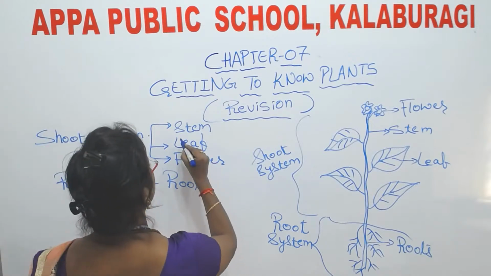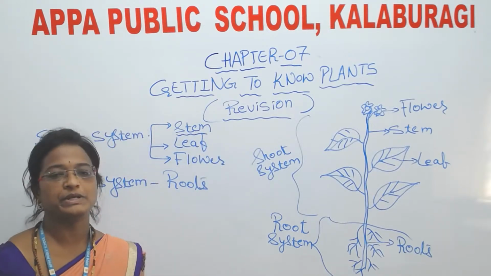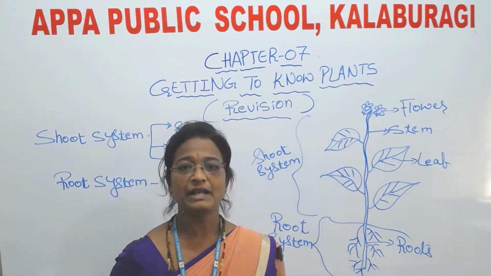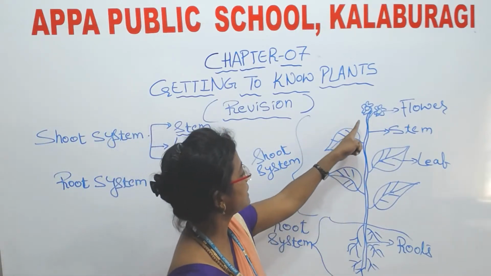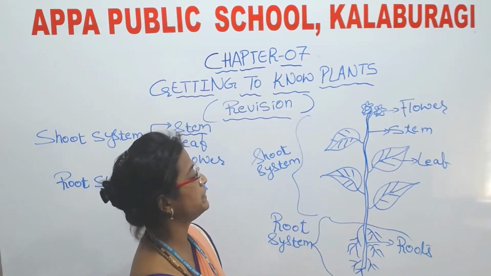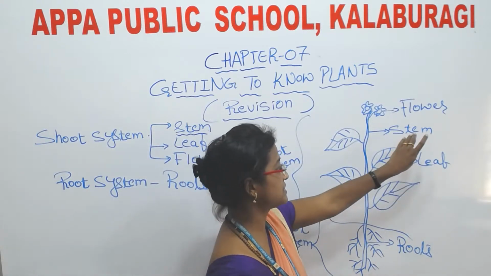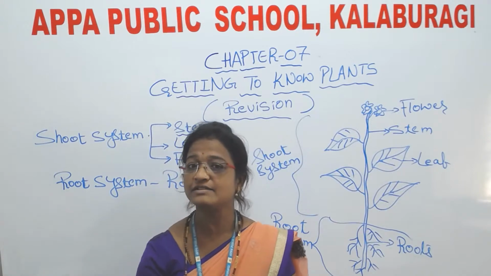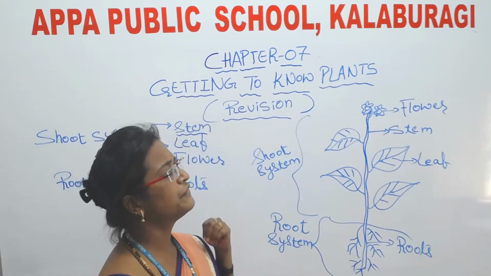So first, let us discuss about stem. So what do you mean by stem? So as you can see here, stem is the main part of the plant, isn't it? So what it bears? It bears leaf, flowers, fruits, and so on, and even branches also, isn't it?